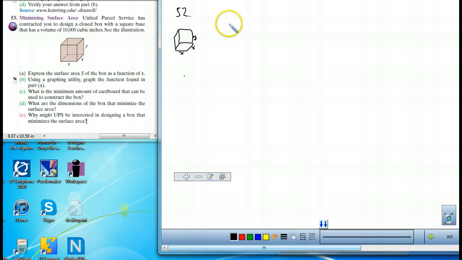Okay, so surface area. The area of the bottom is x squared. Then this side here, I'm going to call this the bottom, and that could be the top, and the area of a side is going to be x times y, because the base is x and the height is y. And we know there are 6 of them.